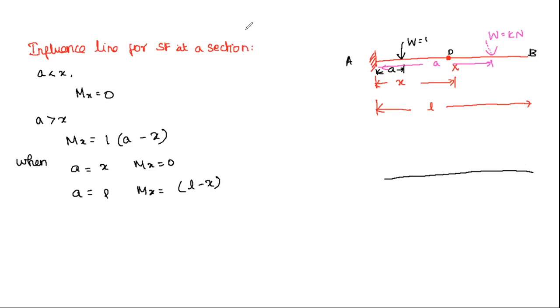So this is not for shear force, it is what we have taken: bending moment. So we have drawn the influence line for bending moment. What will be the bending moment here? Here it will be 0. For A to X it will be 0. From X it is 0 value again. And here it is L minus X. So we have obtained the IL for bending moment.